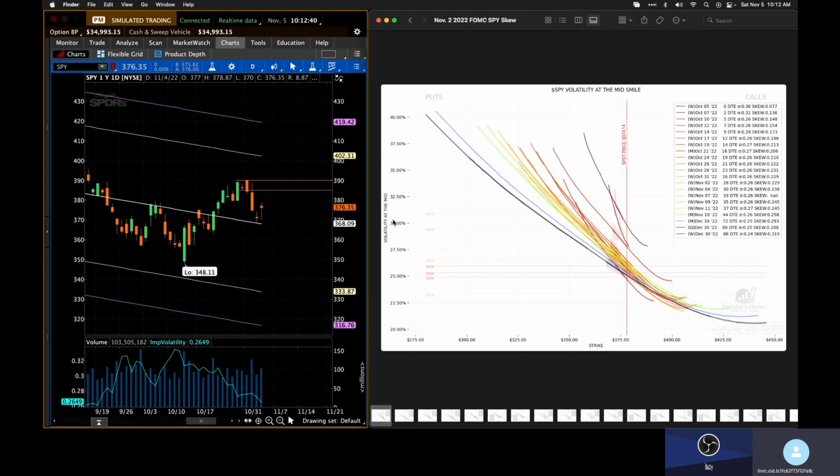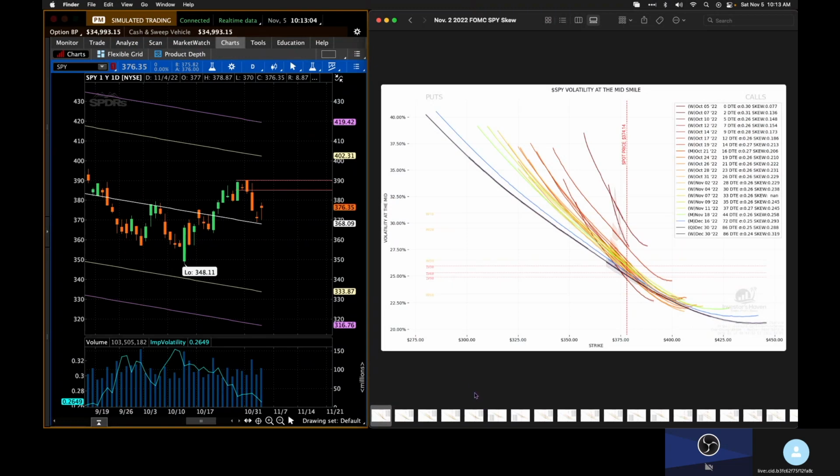The reason it says volatility at the mid here is because every option price has a bid and an ask, and the mid is just right between them. So we take the mid price, and then we back calculate the implied volatility from how the market's pricing the options. And what I love about Auk's charts here is he also shows you the historical IV for different periods.